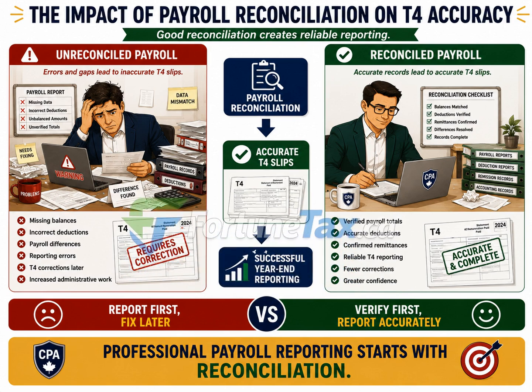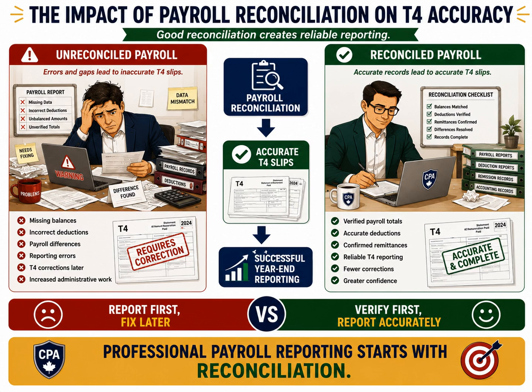The payroll reports contain differences. Balances do not agree. Deductions may be inaccurate. Some information may be missing, and year-end totals have not been fully verified. At first, these issues may seem minor, but when T4 slips are prepared using incomplete or inaccurate information, reporting problems can occur. Incorrect deductions may appear on employee slips.